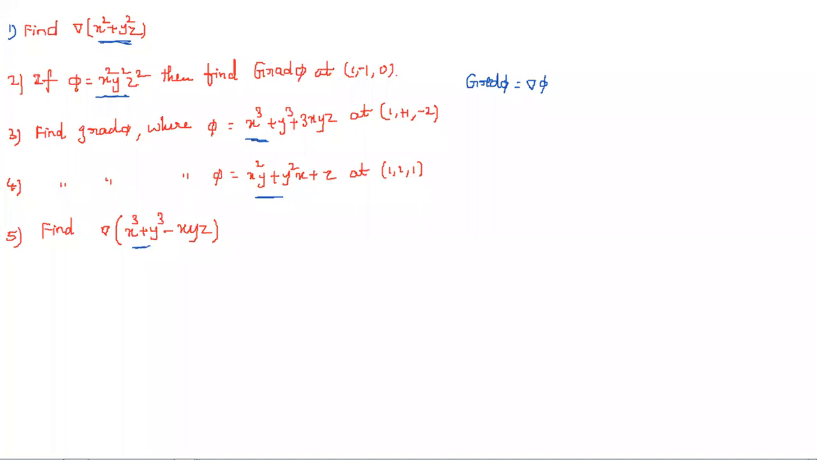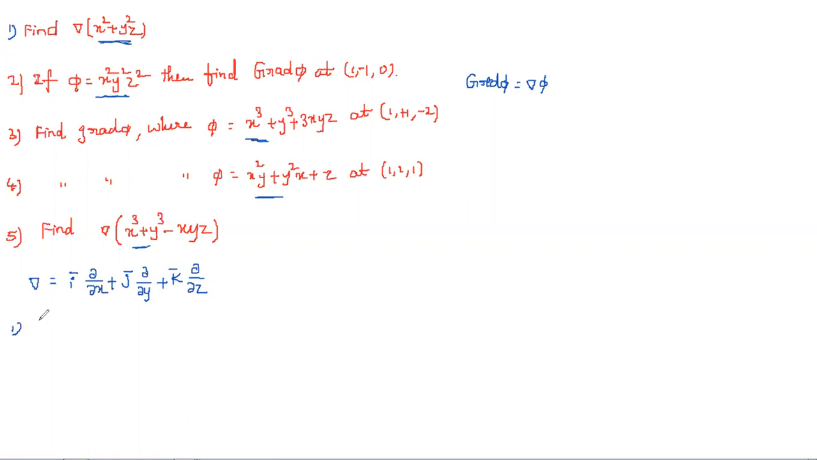So del is a vector differential operator. First, you need to remember that whenever you are finding del, you need to know what is meant by del. Del is i dou by dou x plus j dou by dou y plus k dou by dou z. Obviously you need to remember this. Now we need to find them one by one.